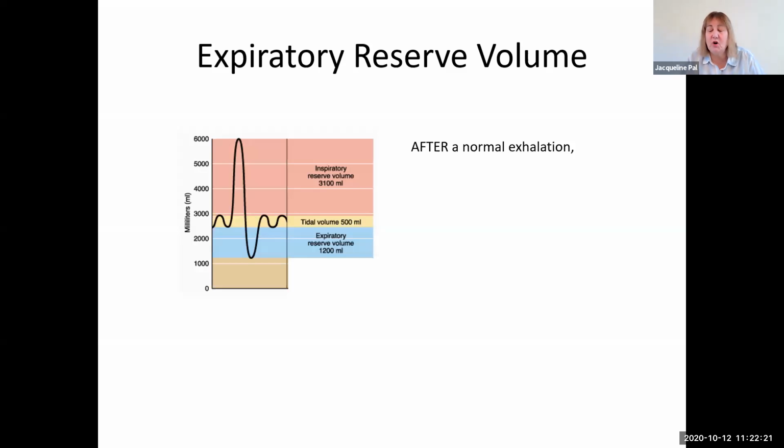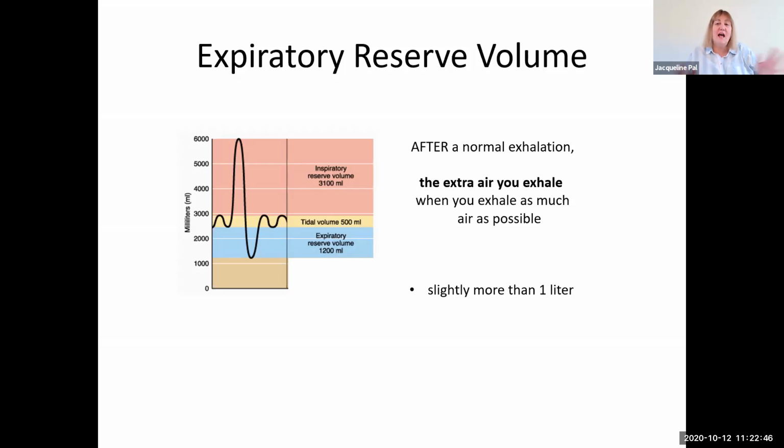Similar to the inspiratory reserve volume, we have an expiratory reserve volume. And the definition is exactly similar. After a normal exhalation, this is the extra air that you exhale when you exhale as much as possible. So think of that extra air you're exhaling when you're trying to blow out birthday candles, for instance. And this is slightly more than a liter, depending on your size.